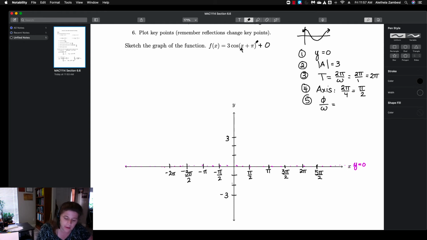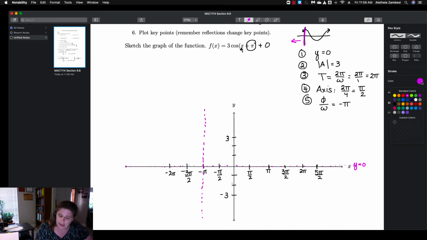which means that my phi over omega is this component here. Now it's positive, and remember the formula is negative, so we have negative pi, or we're shifting pi units to the left. Now what that phase shift does, it makes like a faux y-axis. So instead of starting here at the y-axis, the entire graph is pushed to the left pi units. Now it's going to look the same, so we're going to start at negative pi, and we're going to make the same shape of the cosine, but it doesn't start at the x is equal to 0 line anymore.